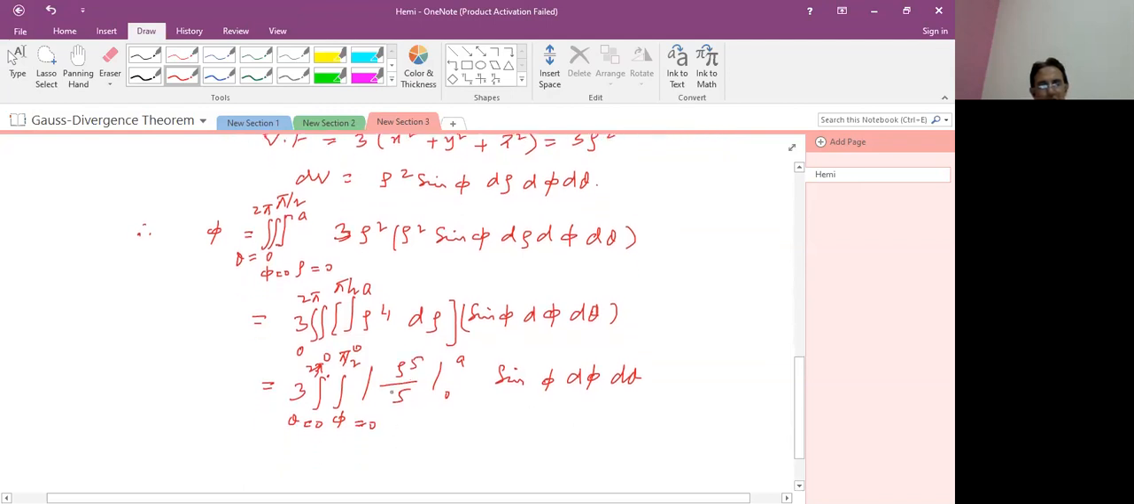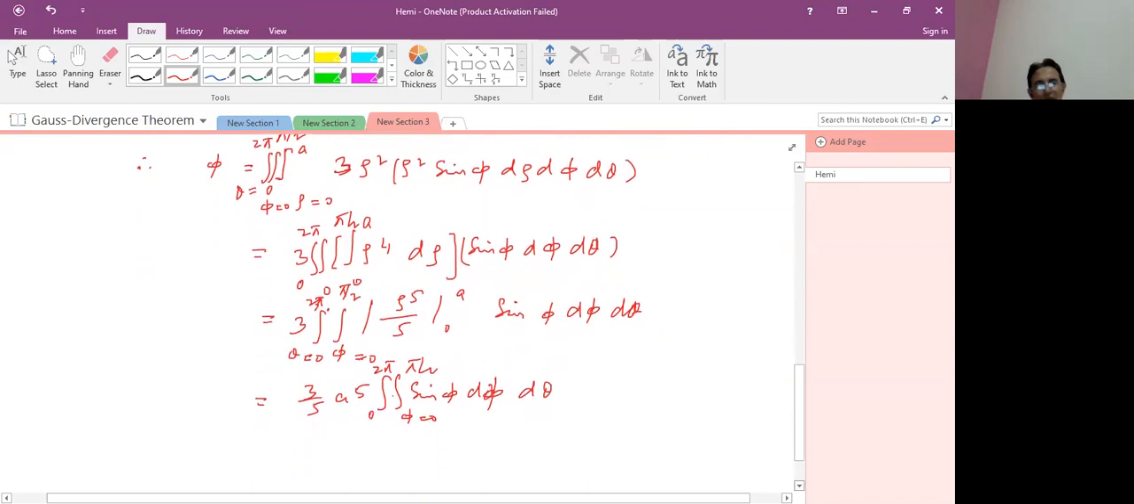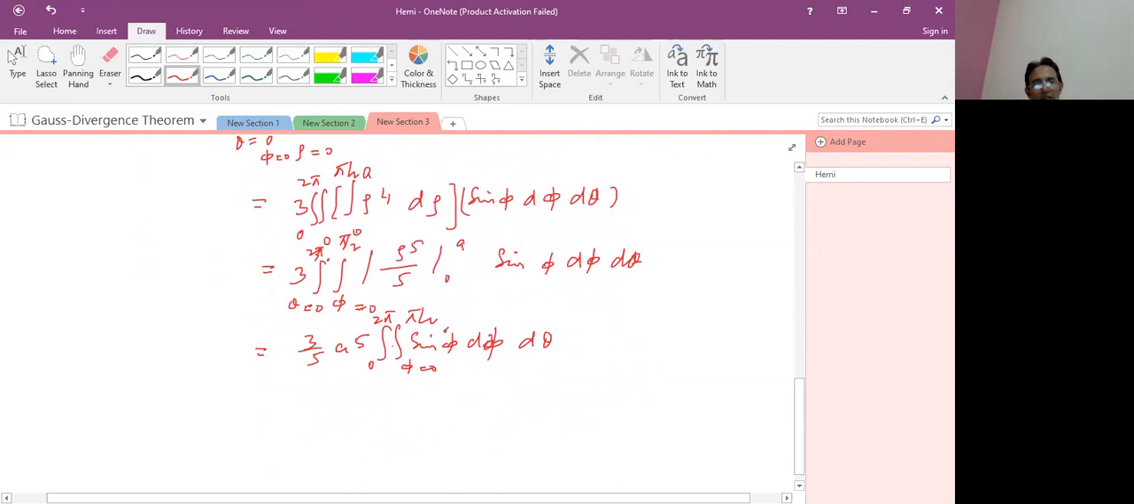So when we put in a to the 5 over 5, it means 3 upon 5 a to the 5 sine phi d phi d theta. In the next integral, we integrate with respect to phi, with phi from 0 to pi by 2 and theta from 0 to 2 pi. Now, student, the integral of sine is minus cos phi, with the limit from 0 to pi by 2.